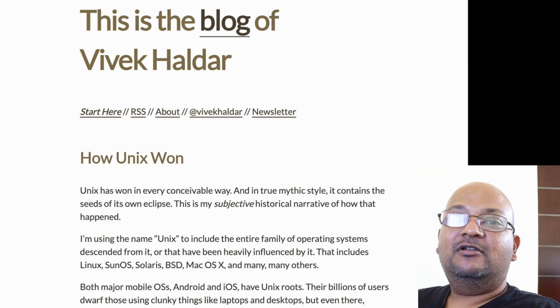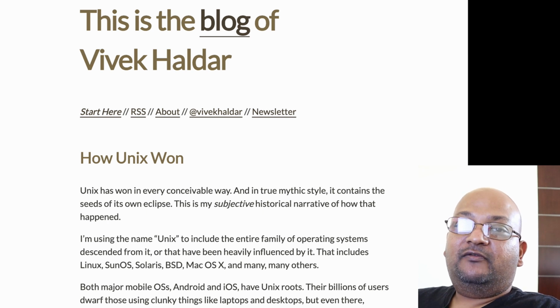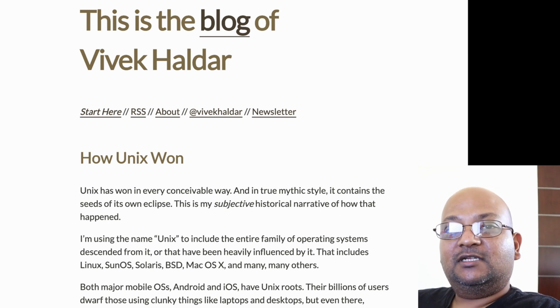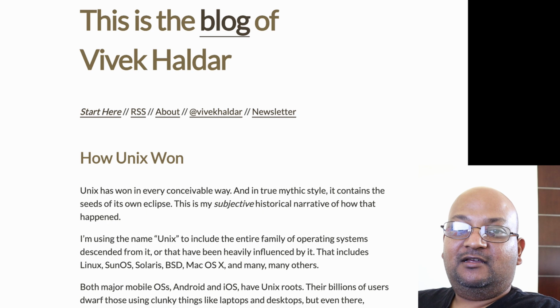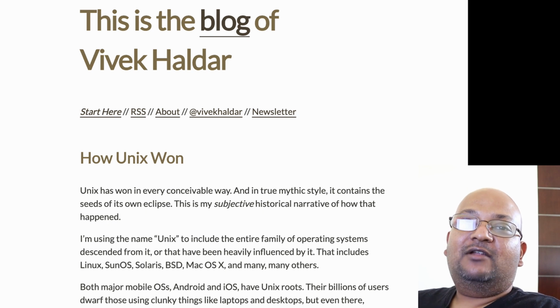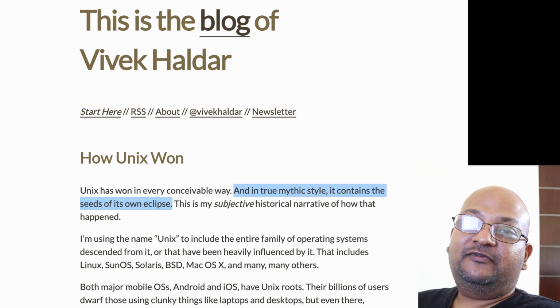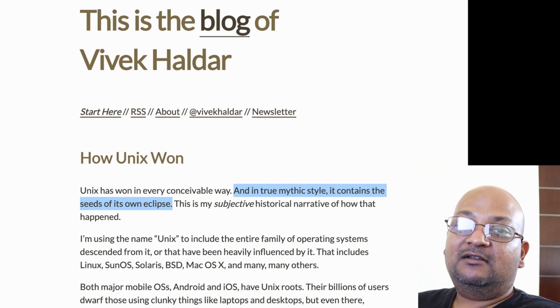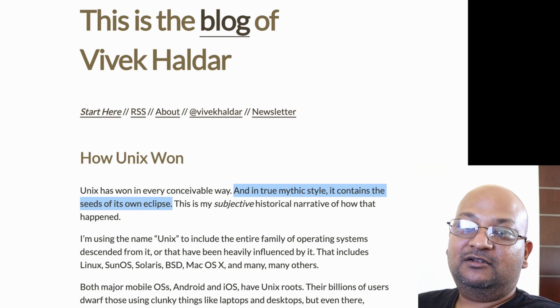Instead of covering a paper, I want to go through a post I made on my blog recently. If you look at the modern landscape of operating systems, you will notice that Unix has basically won. And I want to talk about my subjective view on how and why that happened. But more importantly, I want to extrapolate some of the trends we're seeing in hardware and in operating systems to think about what operating systems of the future might look like.